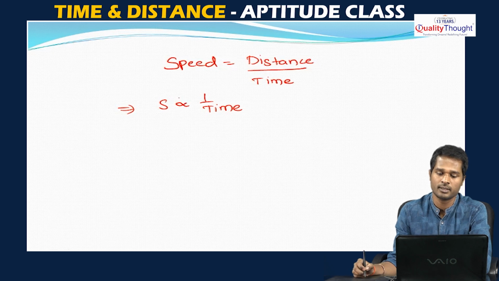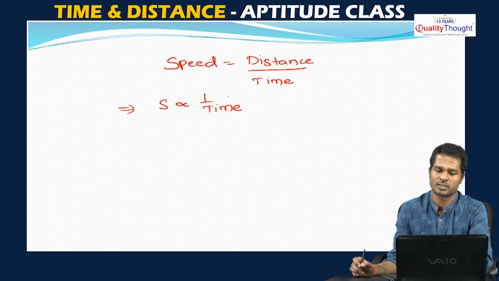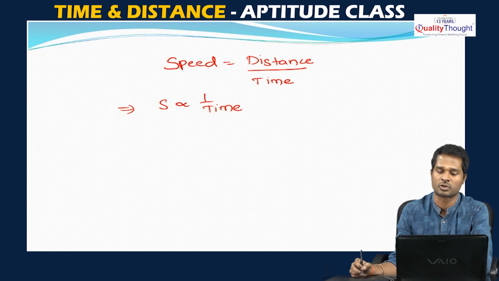That means, see here, we have written speed is equal to distance by time. So the more the speed, the less the time taken to travel a distance, or the more the time, the less the distance travelled. That means the less the time taken. So if you are travelling with more speed, you require less time to travel a particular distance. If you are travelling with less speed, you need more time to travel a certain distance.